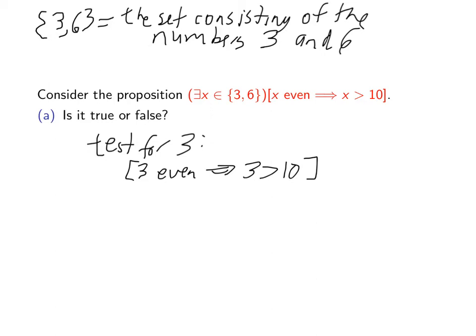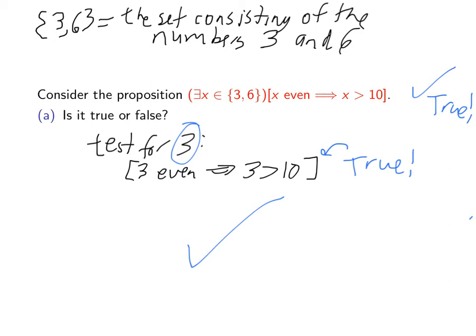And since the premise here is false, 3 is not even, this statement is true. Therefore, there exists a number between 3 and 6, such that if x is even, then x is bigger than 10. Namely, it works for 3, and therefore this statement is true. Counterintuitive though it may be, literally this statement is true. Namely, if 3 is even, then 3 is bigger than 10, which holds because 3 isn't even.